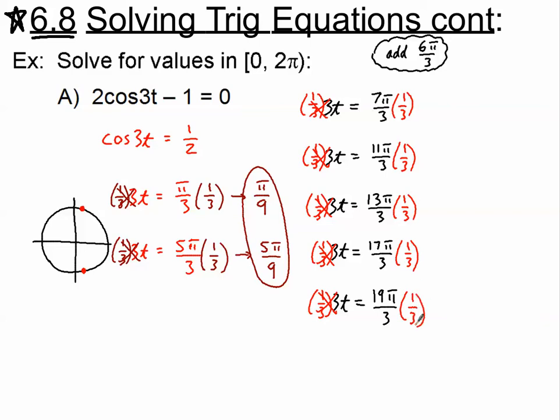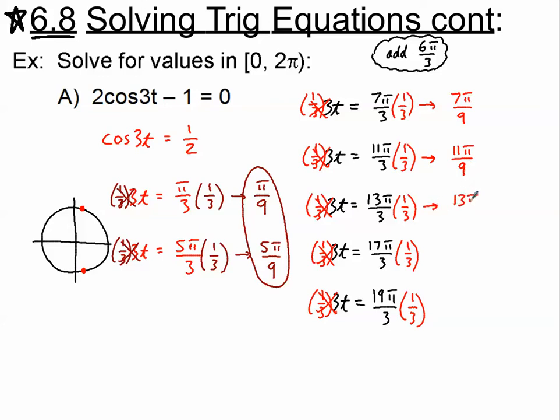Let's see what happens. 7 pi over 9, well, that is an angle that's less than 2 pi. Heck, it's less than 1 pi. 11 pi over 9, yep, that's going to be less than 2 pi. In fact, I know that it's going to continue to be less than 2 pi as long as the numerator does not exceed 18 pi. Once we get to 18 pi over 9, then we are at exactly 2 pi.